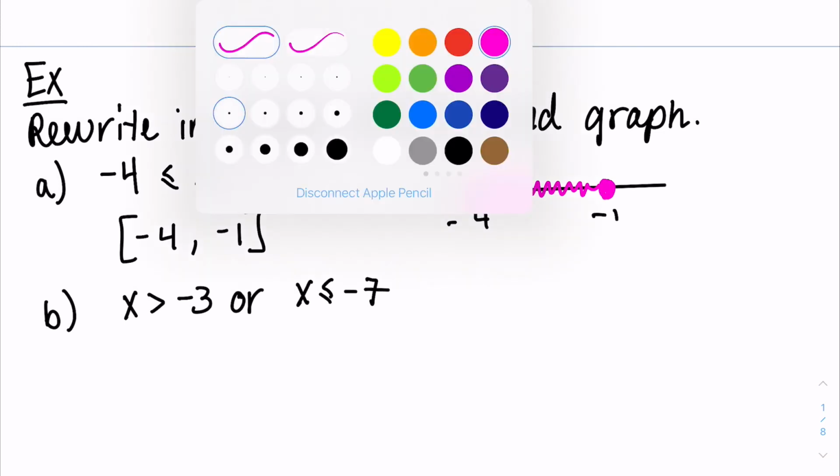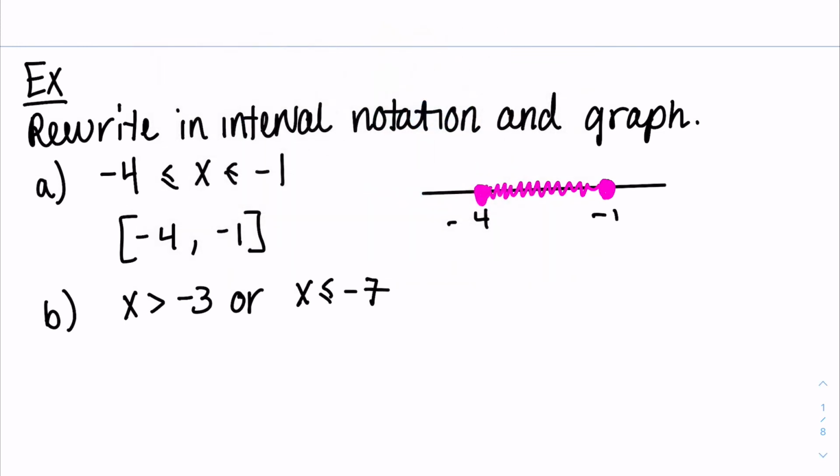For this next one, you can satisfy either one of these inequalities. Either interval can be satisfied for it to work. So x could possibly be greater than -3, or it can be less than or equal to -7. To write this in interval notation, it's easier to actually go ahead and graph it first. So we've got -7 and -3. -7 is going to be the lower point, so it goes on the left.